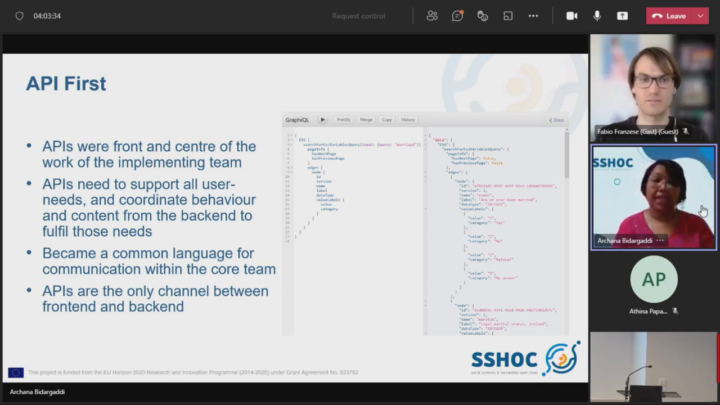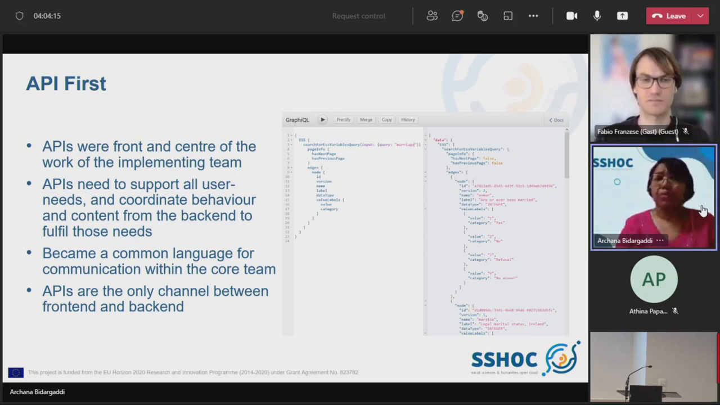And designing the API was a teamwork, and the discussions in daily meetings led to designing the APIs, fine-tuning the APIs, and also always making sure that the APIs not only serve the clients, but are also in line with the standards we are using, the DDI lifecycle standards, and the processes the domain people are involved in. So it became actually a common language for communication within the core team, and now we can proudly say that most of the team members can run GraphQL queries and are well versed with it.